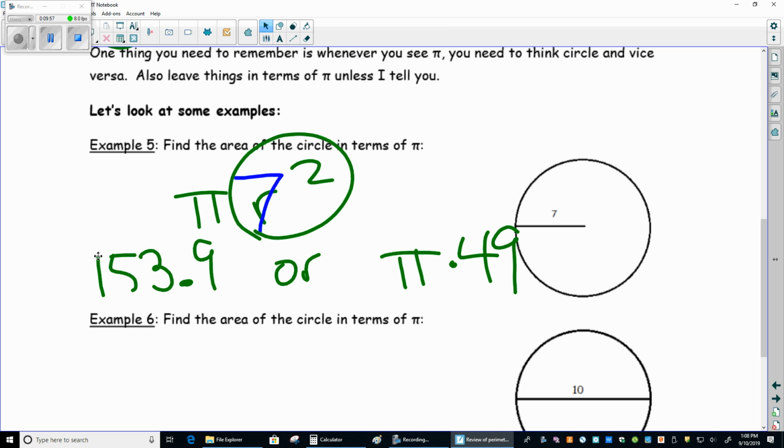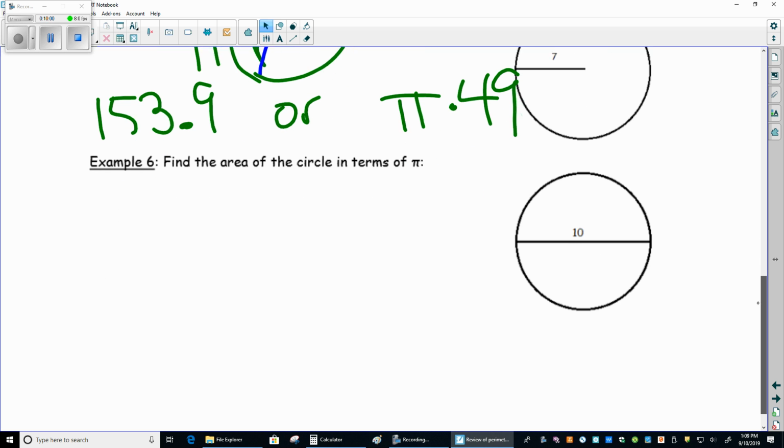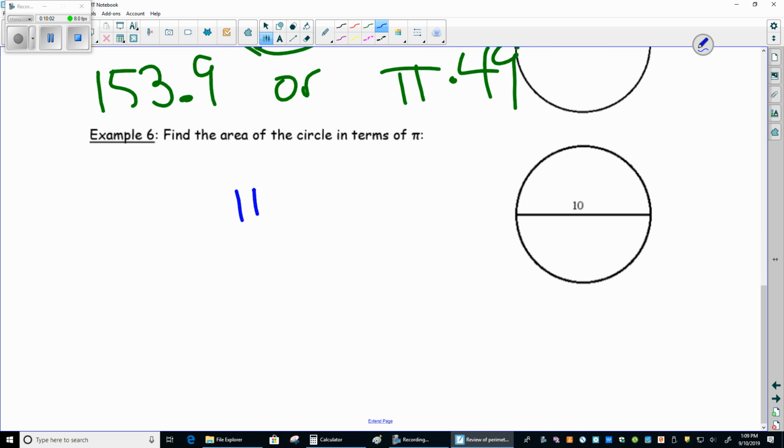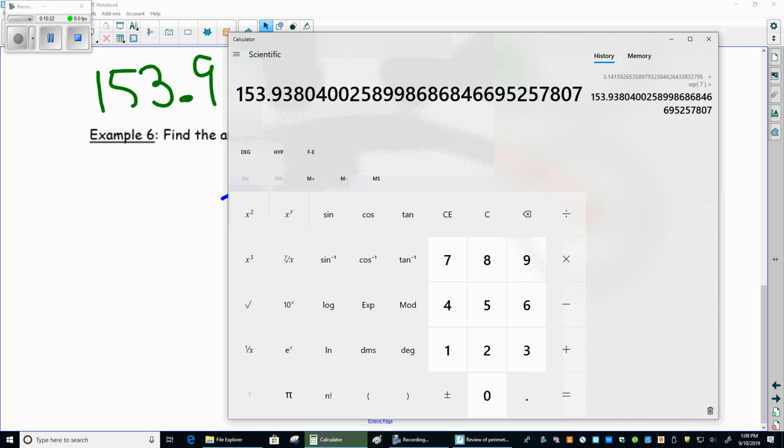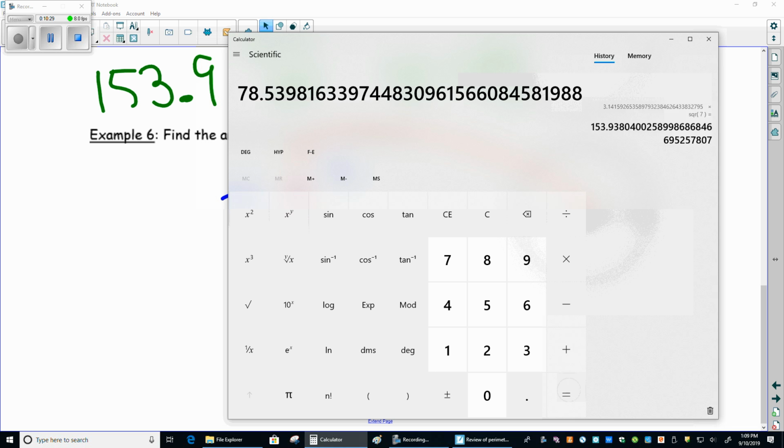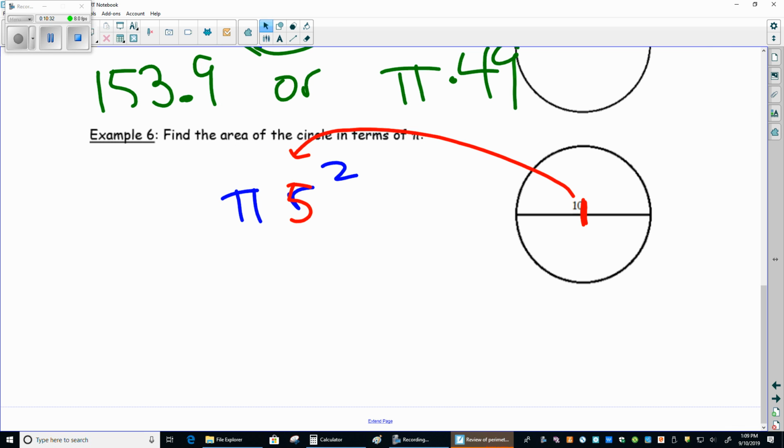So let's do another example real quick so we can get used to doing that. Again, if I just plugged in to pi r squared, would I take that 10 and plug it in? What would I plug in instead? Well, seeing that 10 is a diameter, I want just half of it, which is just 5. So if I throw it into that calculator, pi times 5 squared, I end up getting 78.5.